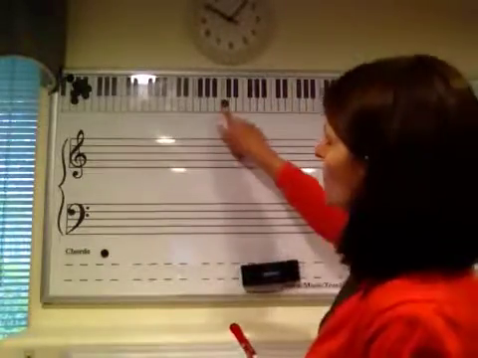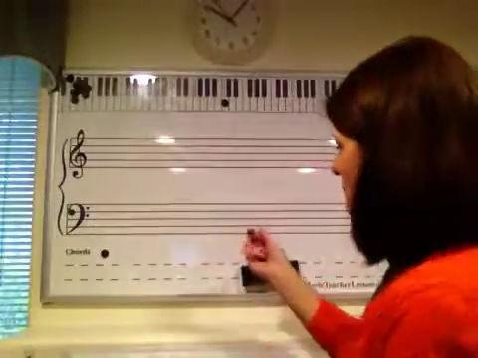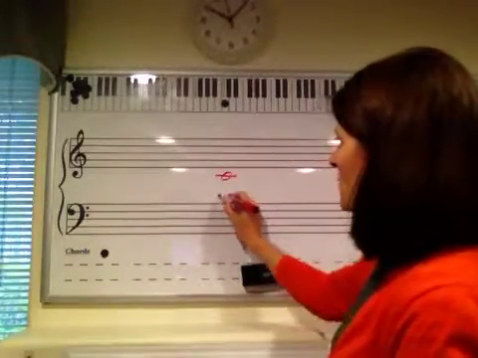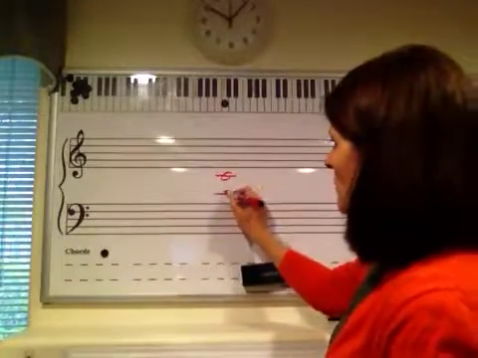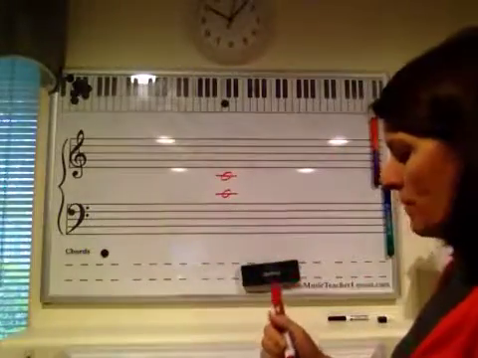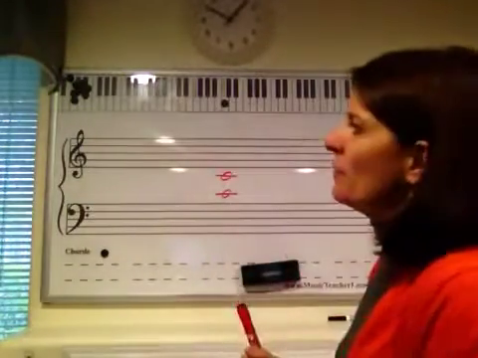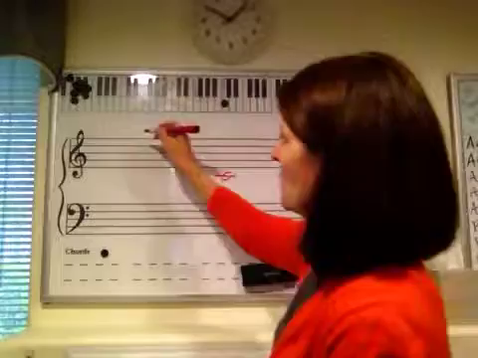So for example, middle C on the keyboard is here, and on the staff middle C is written on a ledger line, either in the treble clef or in the bass clef. So if you were trying to write the 5 notes that go up above the staff, we would start on G.